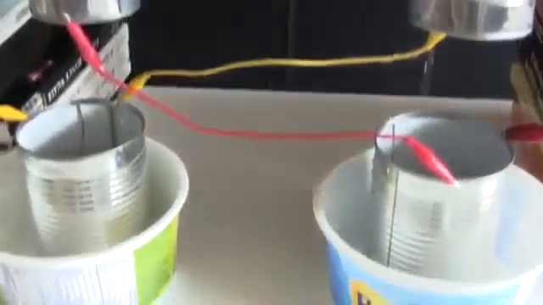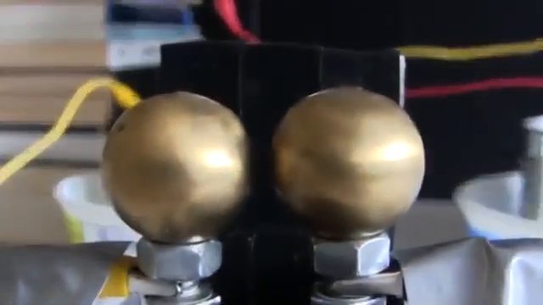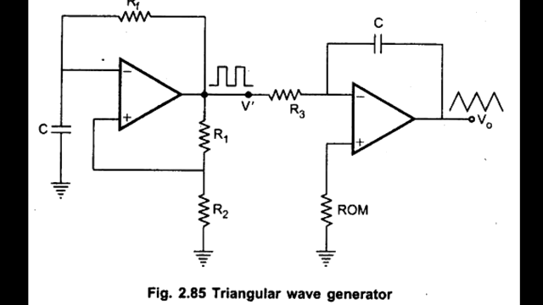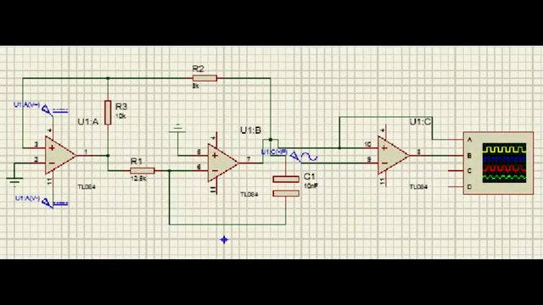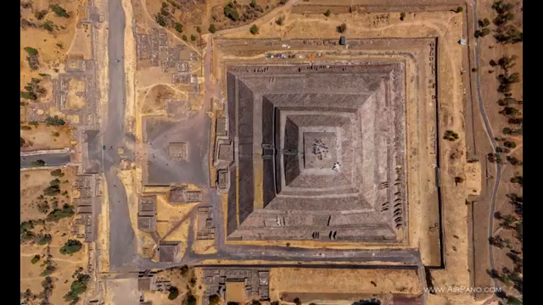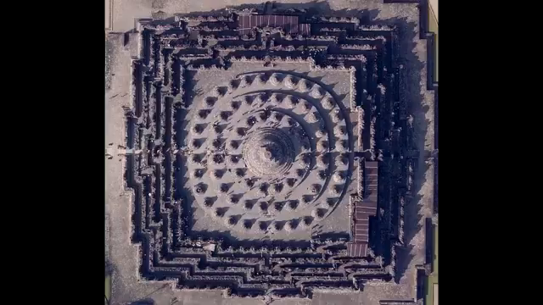So by using streaming water you can create a high voltage current. Here you see how the system is built. Let's take a look at the triangular wave generator. There you can see it has different components like resistors, for instance. So how could you transfer this energy to the other side of the crater?